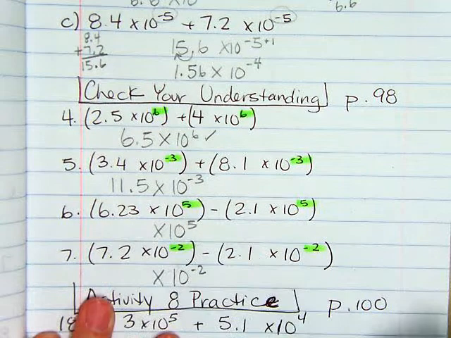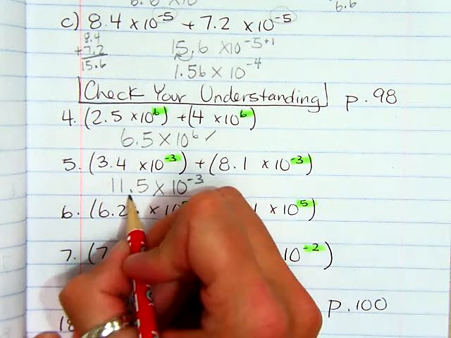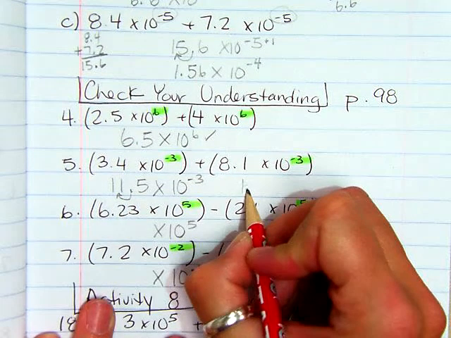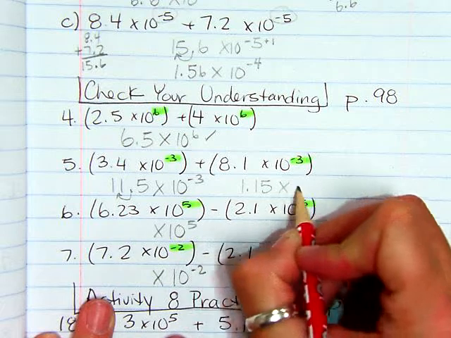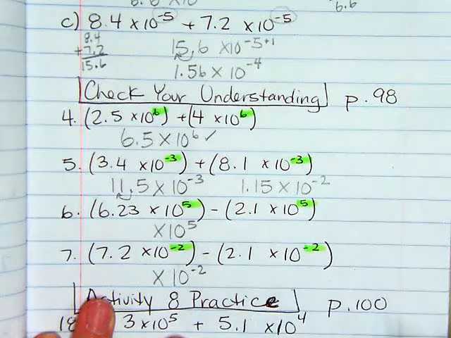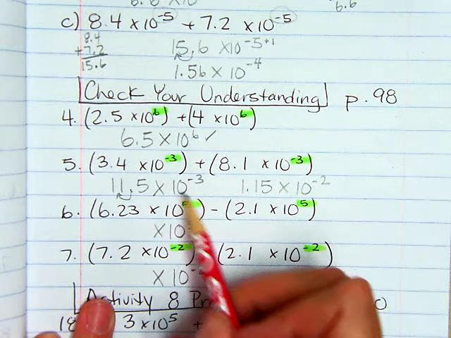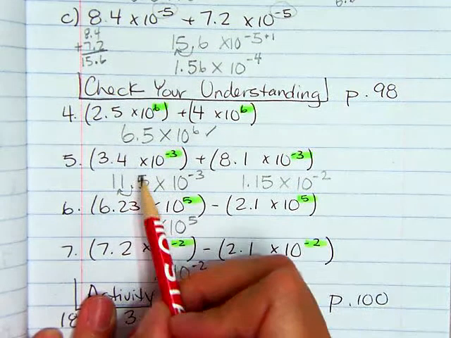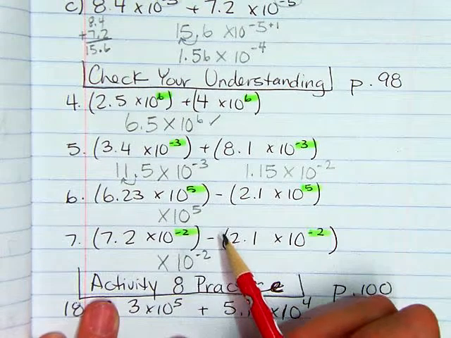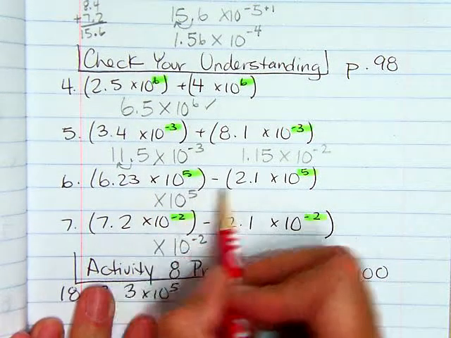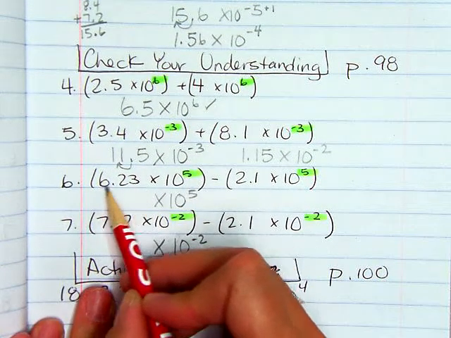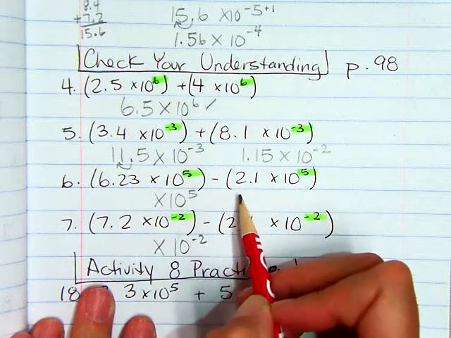I get 11.5. That is not scientific notation, so I need to make this one smaller, the other one bigger, right? Increase the temperature, right, to make it a bigger number. Down here, I've got 6.23 minus 2.1.